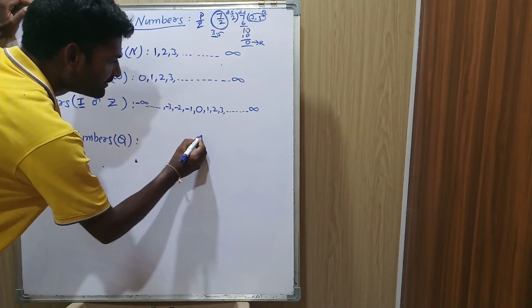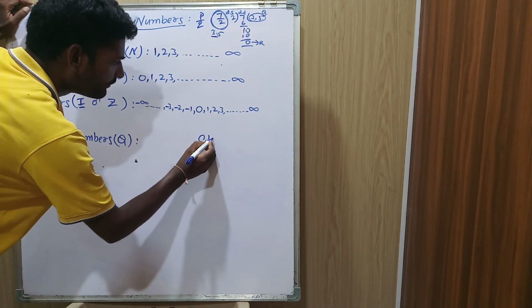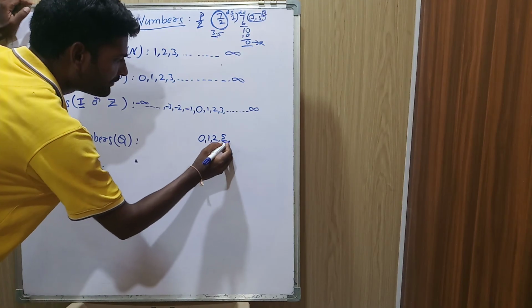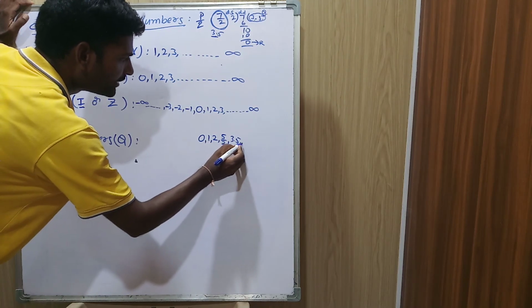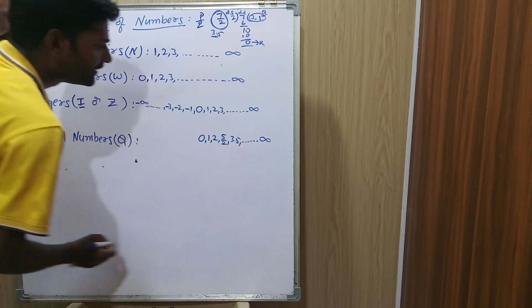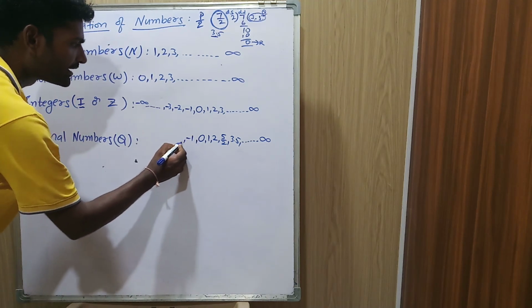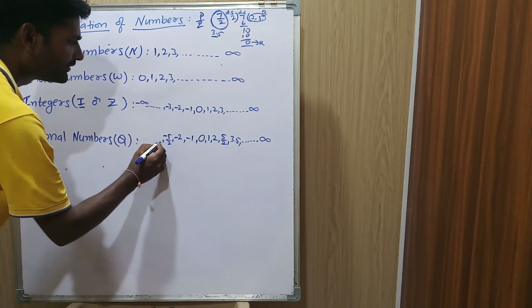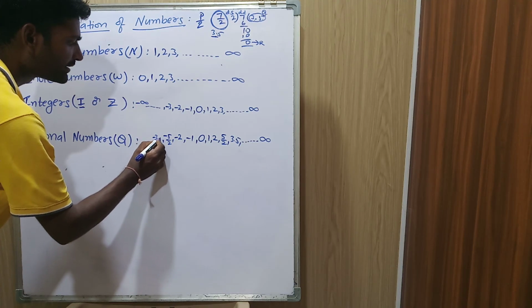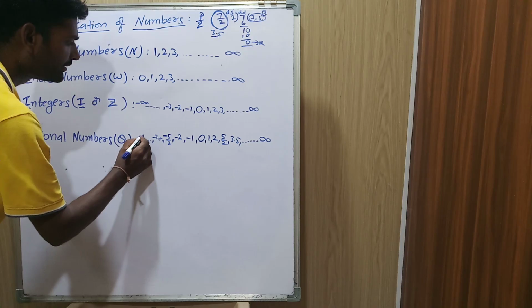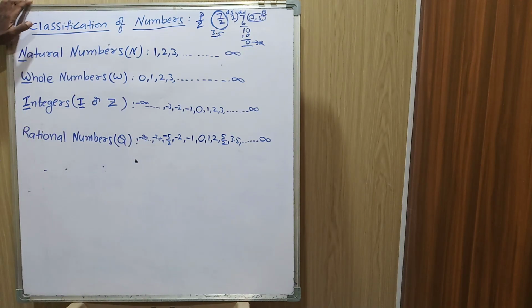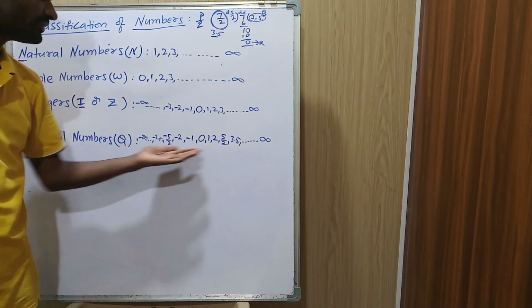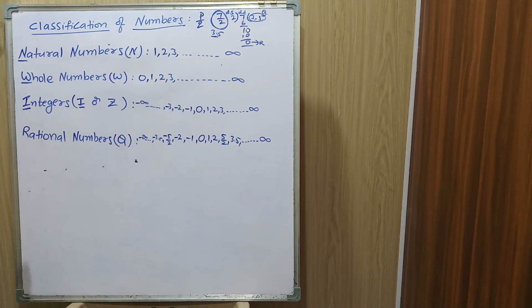That means 0, 1, 2, 5 by 2, 3.5, and so on, infinity, minus 1, minus 2, minus 5 by 2, minus 3.5, and so on, negative infinity. So decimals and fractions are also included in these rational numbers.